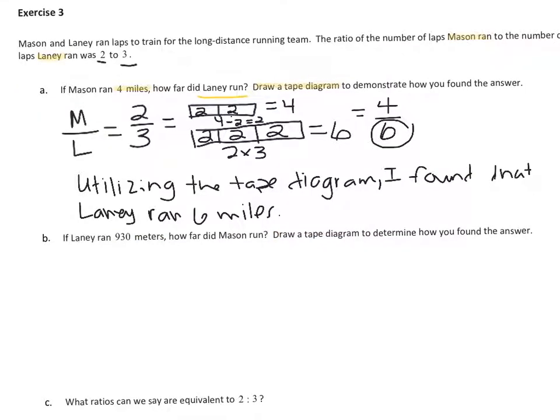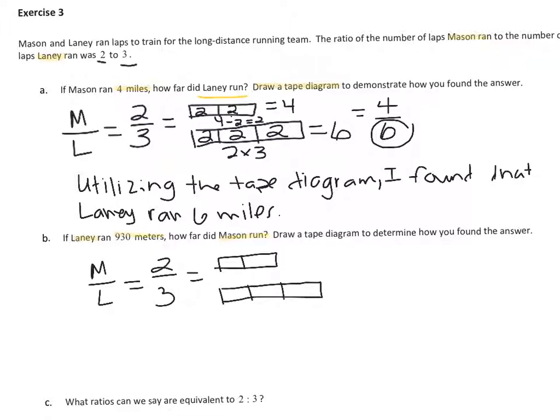The next question says, if Lanny ran 930 meters, that's Lanny, how far did Mason run? We're going to draw a tape diagram to solve this. So we're going to go ahead and do our M over L again. And the M is going to be our 2, and the L is going to be our 3. We have 2 to 3, that's our original ratio. We're going to draw our tape diagram again, so we're going to make 2 parts there, 3 parts here.